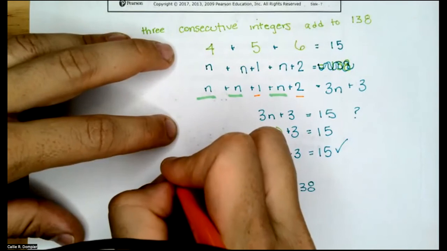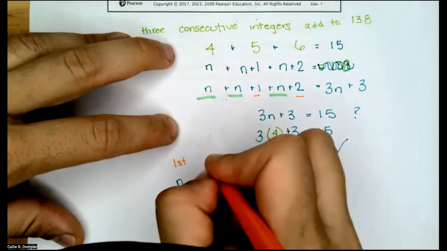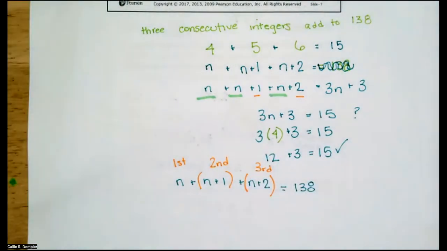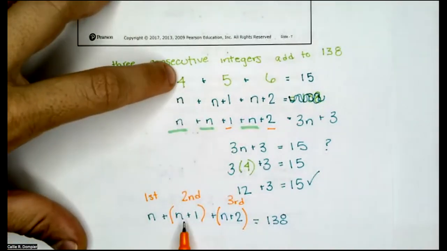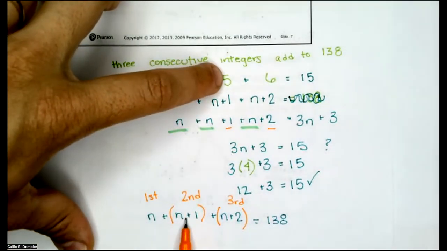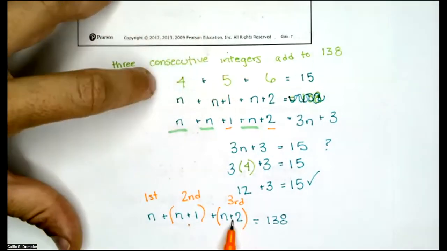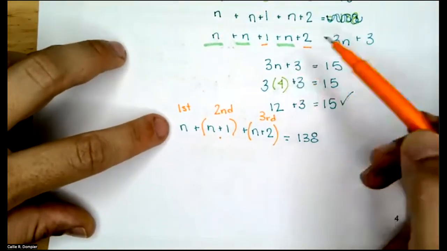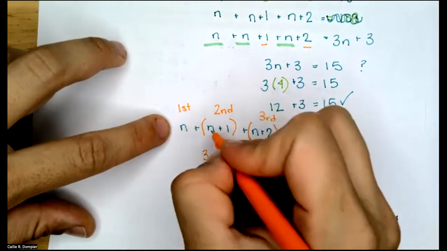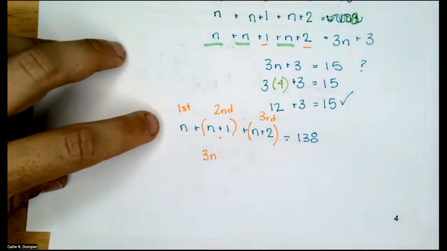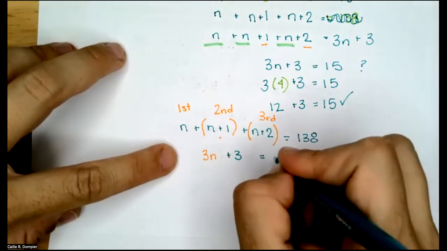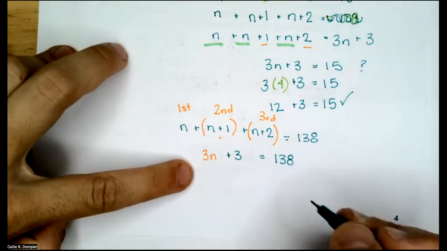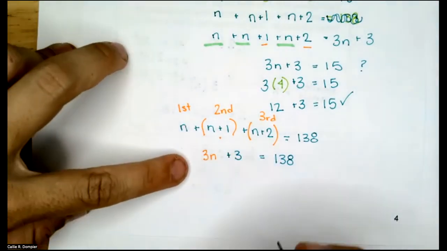So here's integer number 1, our first integer, our second consecutive integer, and our third consecutive integer. That's how we write them. Whatever your first number is, for the next integer we added 1 to it. For the next integer, we added 2 to that original integer. Now we just combine like terms, and it's going to look like this again. So it's going to be 3 n's: n plus n is 3n, and then 2 plus 1 is 3, equals 138. We don't know that n is 4 this time, so now we have to solve for n. 3n plus 3 equals 138.